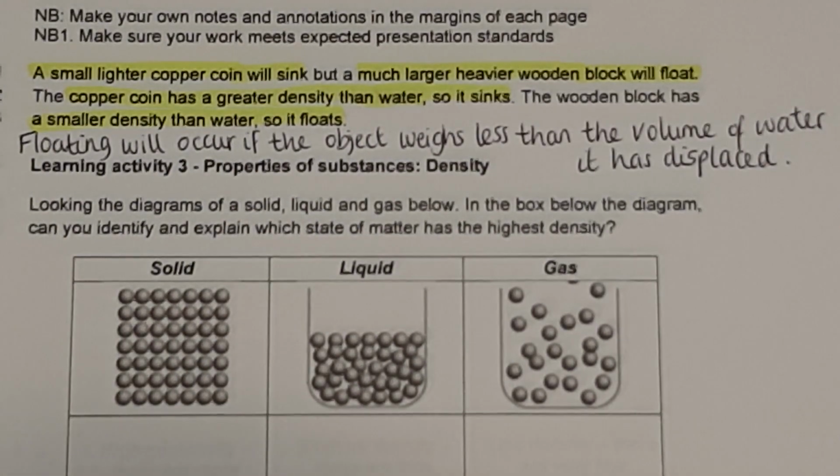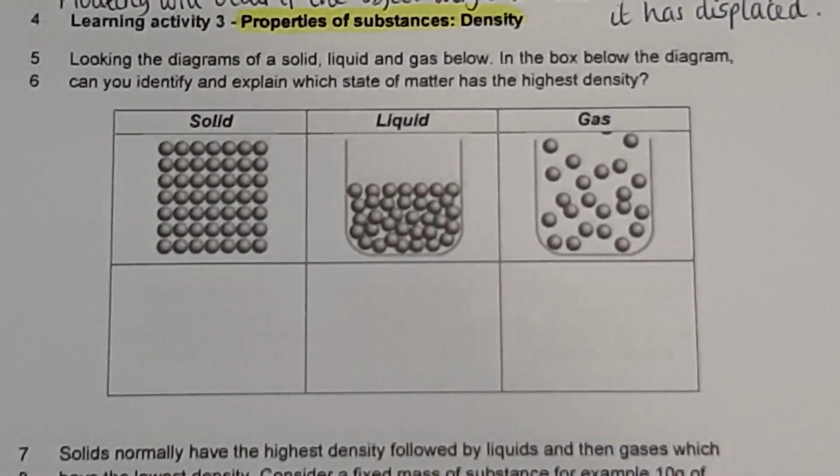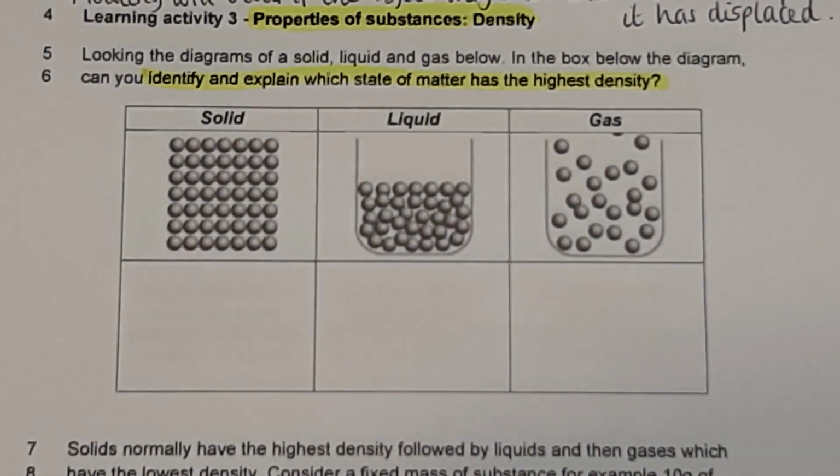Okay, I'm going to move on. So the learning activity 3, properties of a substance, density. Looking at the diagrams of solid, liquid and gas below, in the box below the diagram, can you identify and explain which state of matter has the highest density? And remember that density is the mass that something has for its size. It's the amount of mass per unit of volume. So pause the video whilst you answer that question in each of the boxes, please.